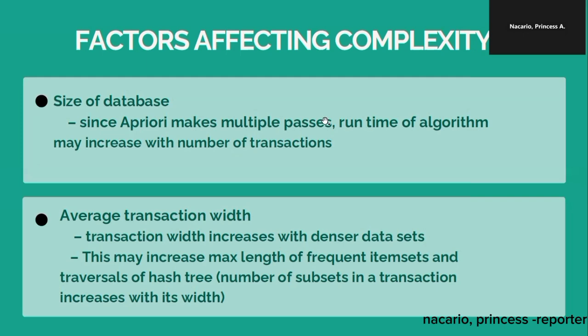The next factor is the average transaction width, which refers to how many items are included in a single transaction. When the data is dense, meaning more items per transaction, the transaction width increases. This leads to a higher number of frequent item sets and more subsets to check. This also affects the traversal of the hash tree, making the process even more time-consuming.